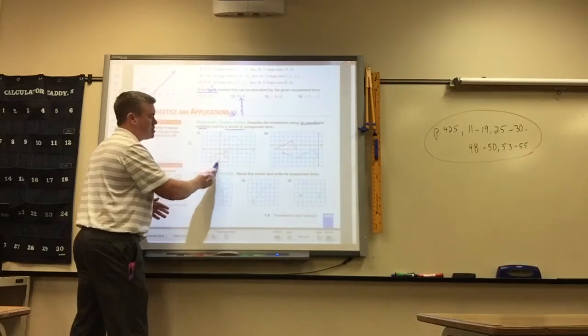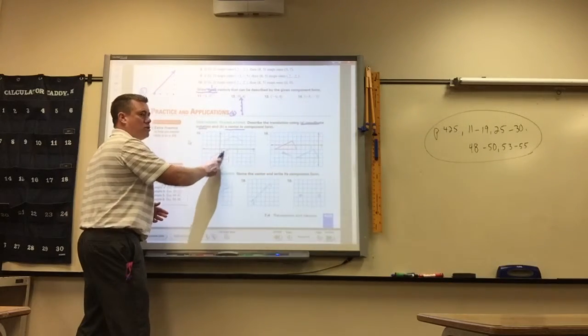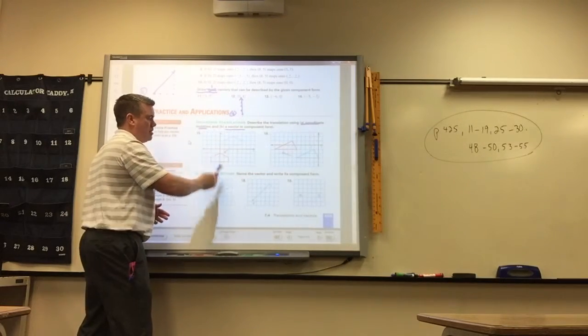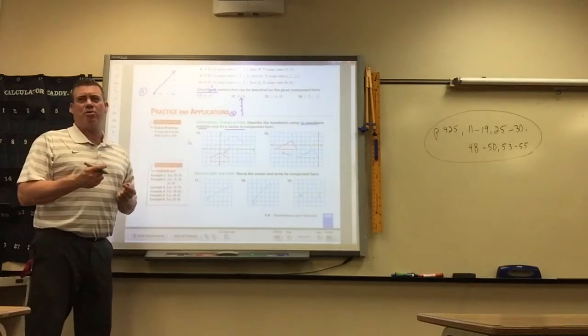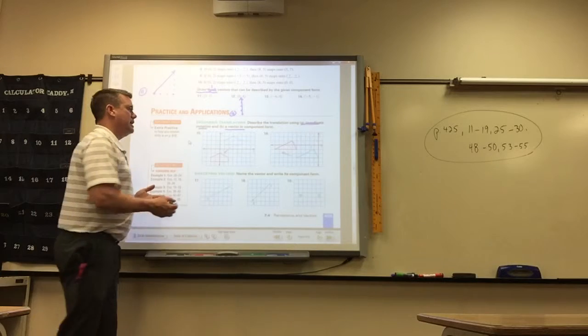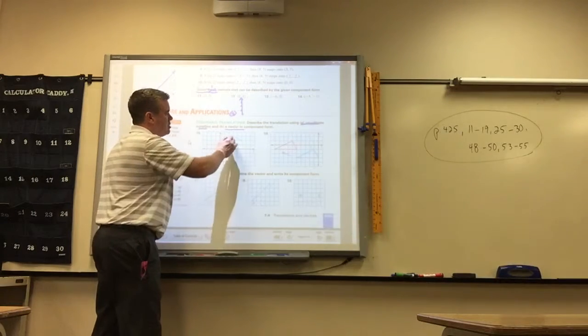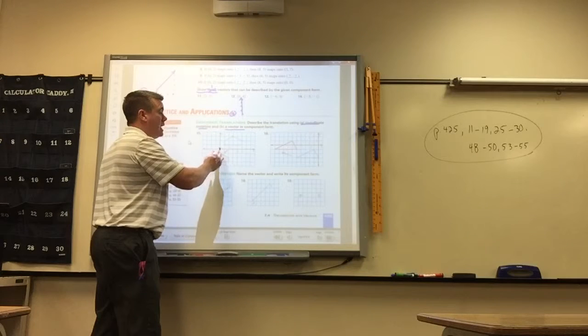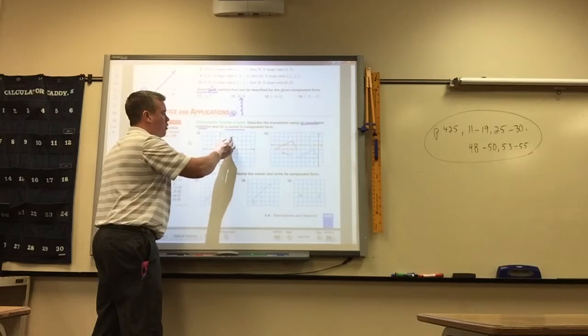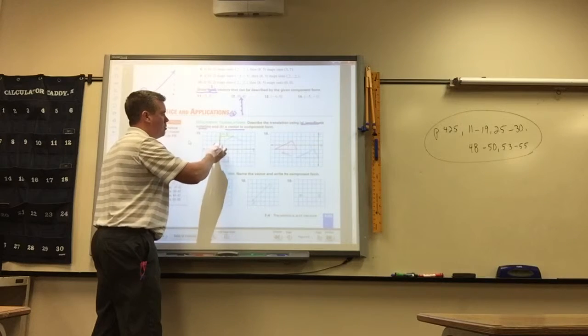So here you can see it slid down here. It has an arrow to show you this is the original, this is the image. So all you need is one set of points to find out what it slides. Any corresponding points. So I'll just take the top of this one and go to the top of that one. And you figure out how you get there. It went left 3, and then down 1, 2, 3, 4, down 4.